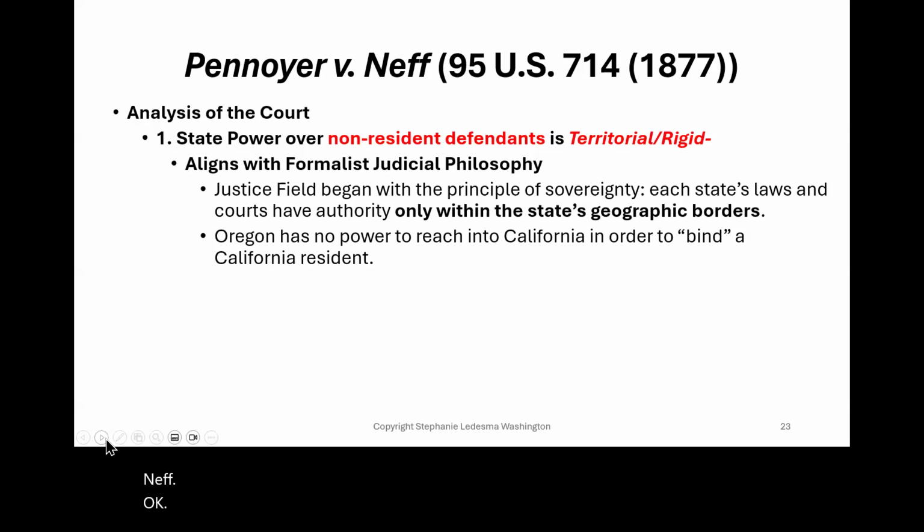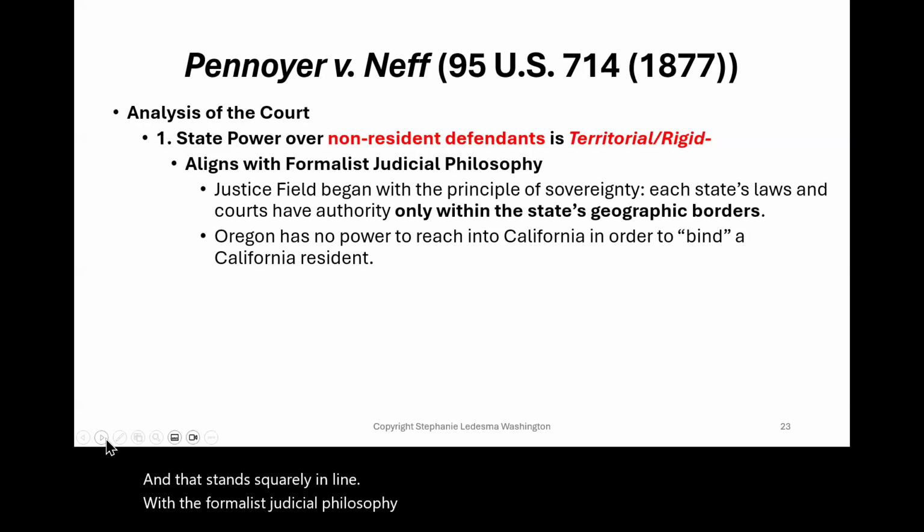5 points the United States Supreme Court made in their analysis. Point number 1, state power over a non-resident defendant is based upon geographical boundaries. It's rigid. And that stands squarely in line with the formalist judicial philosophy.